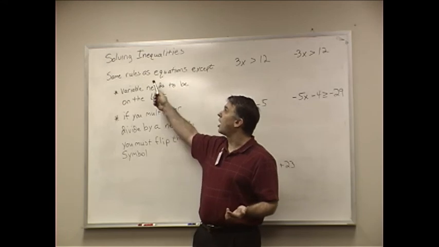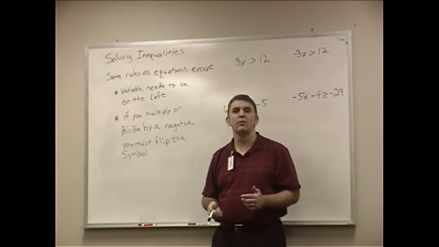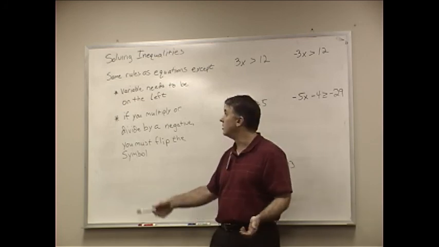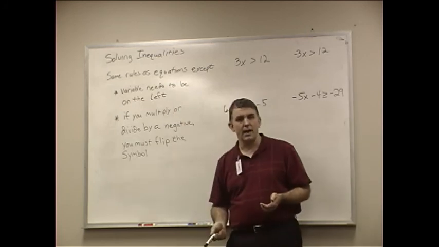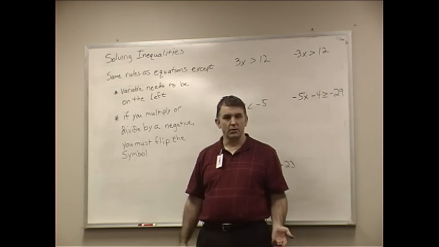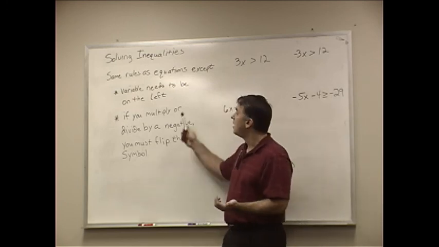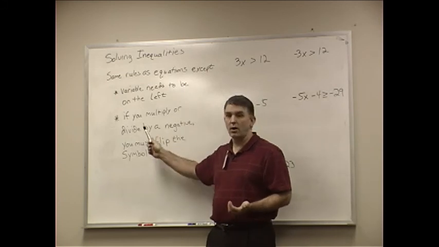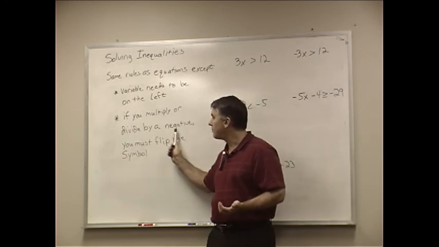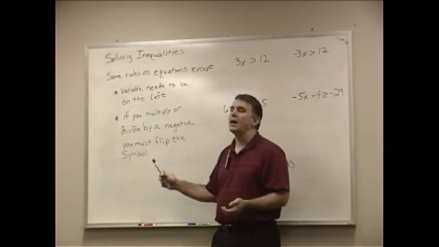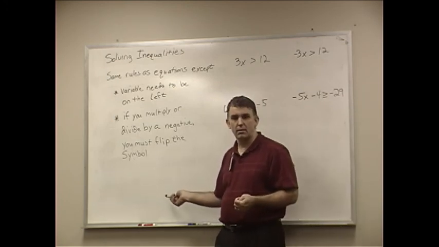So the couple things that you've got to watch out for, on top of just solving it like it's an equation, is you want the variable to be on the left. If the variable's not on the left, conceptually it's a lot harder to look at. The other thing you need to be aware of is that if you multiply or divide by a negative, you must flip the symbol. And I'll get into the reasons why for that in a moment.